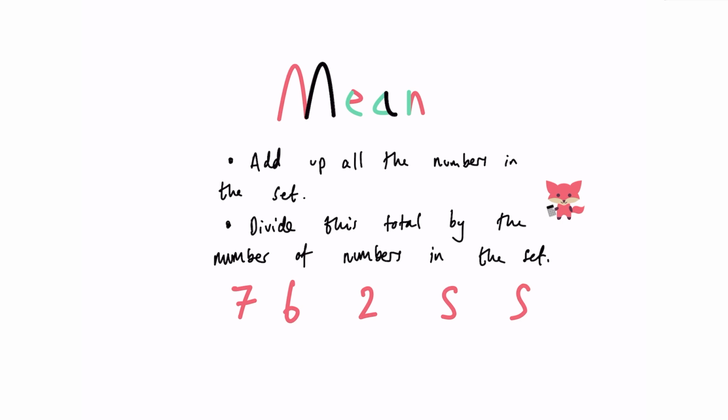To calculate the mean of a set of numbers, you add them all up and divide by the number of numbers in the set. So, for example, let's find the mean of these numbers here. We have 7, 6, 2, 5, and 5. We first add them up. 7 add 6 will give us 13, then add 2, that's 15, and then the two 5s brings us to 25. But then we have to divide by the number of numbers there are, and there are 1, 2, 3, 4, 5. So you divide by 5. 25 divided by 5 is 5. So the mean for this set of numbers is 5.